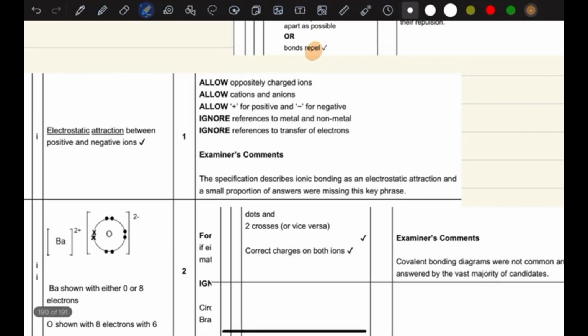Now, when we get to the next question, we were talking about ionic bonding. Guys, literally, like I said, definitions you just need to learn. Electrostatic attraction, they love it. Positive and negative ions. That was only 1 mark.